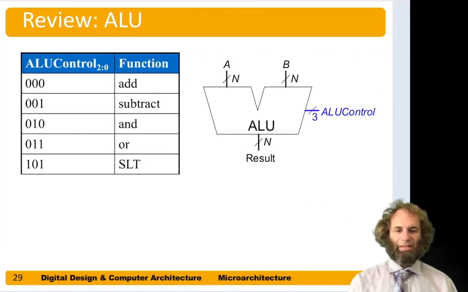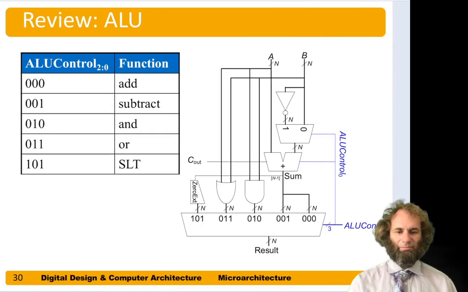So now let's go back and review the ALU for a moment. ALU control of 0, 0, 0 meant add, 0, 0, 1 meant subtract, 0, 1, 0 for AND, 0, 1, 1 for OR, and 1, 0, 1 for set less than. And here was our ALU. The way we built it was we had an adder, an AND gate, an OR gate.